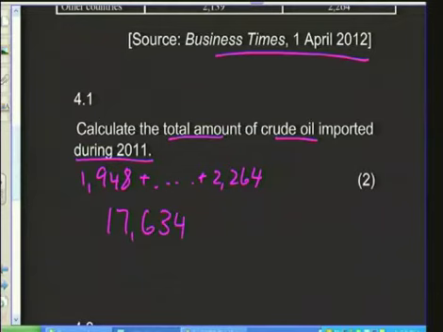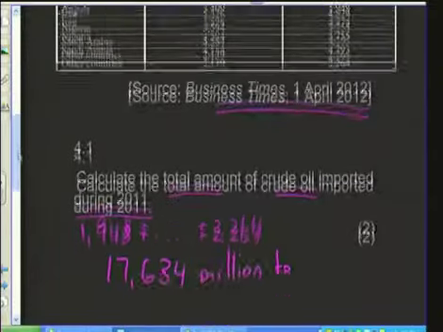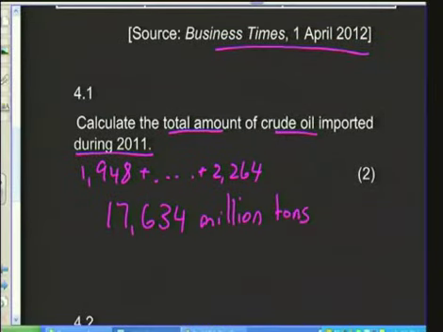So that was 17,634, and remember that wasn't the number I told you, that was million tons. So it's important that you put that in. Now, you don't have to go and add all the zeros and change it into a number with the zeros. You can literally say million tons. That's how they gave you the question, and that's how they'll be happy with the answer.